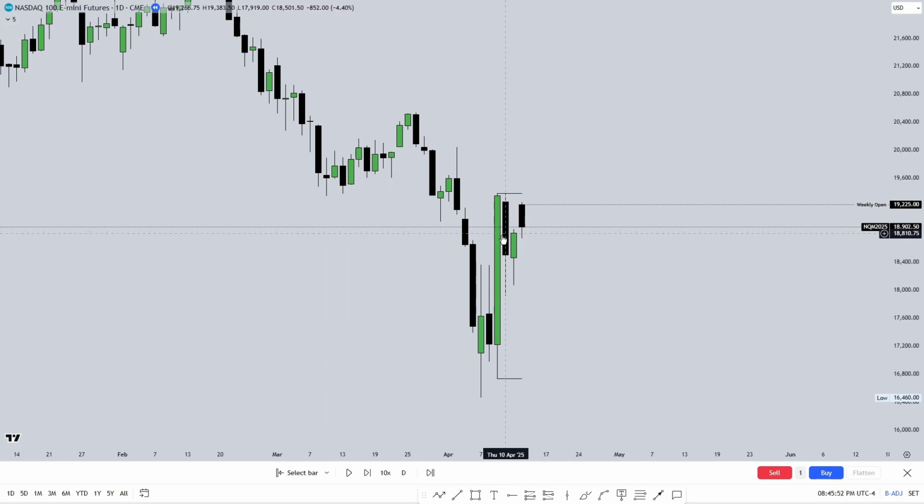Now, if we take a look at the following day of Thursday, so Friday right here, did we take out the previous day high or the previous day low? No. We stayed inside of that range too. So now we have two consecutive inside days right there.